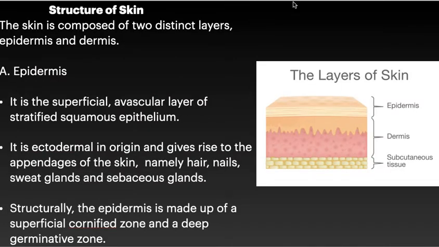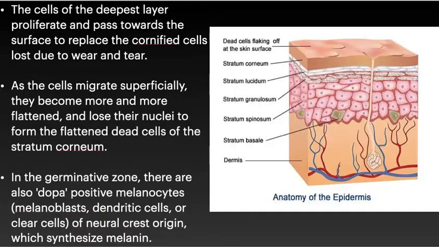Right. So coming to the structure of the skin, it is composed of 2 distinct layers, the epidermis and the dermis. The epidermis is a superficial avascular layer of stratified squamous epithelium, ectodermal in origin, giving rise to the appendages of the skin, that is the hair, nail, sweat gland, and the sebaceous gland. Structurally, the epidermis is made up of a superficial cornified zone and a deep germinative zone. Here you can have a look at the layers of the epidermis.